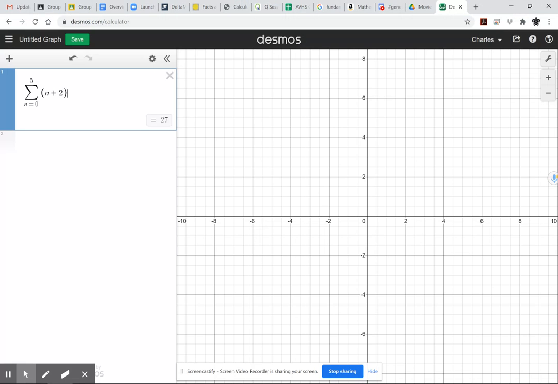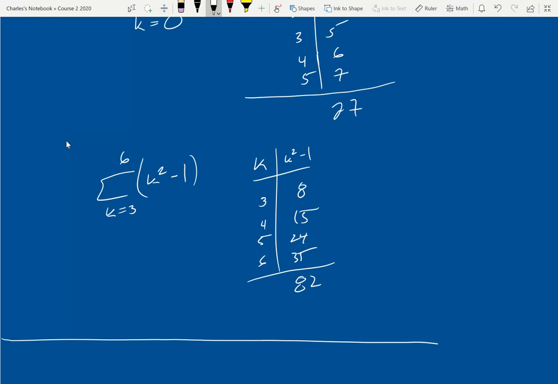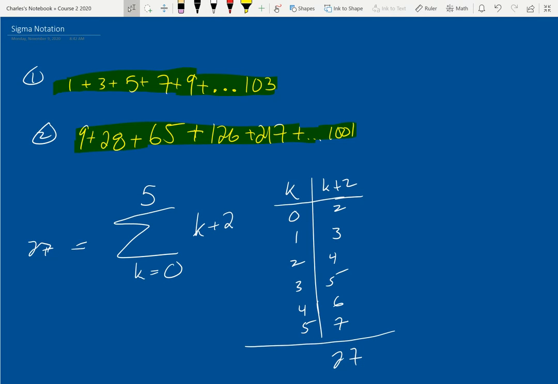I can check on Desmos to make sure I have that right. I type in sum, n goes from 3 to 6. I need my parentheses. I want n squared minus 1, and I get 82. Boom, that's what's up.